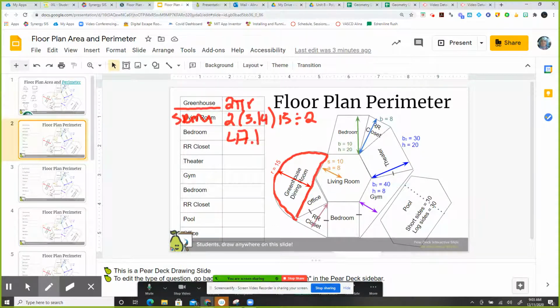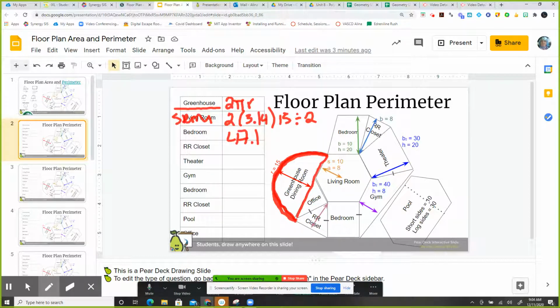You're okay, Riley. We've just started in my floor plan for area and perimeter, and we're just looking at the greenhouse dining room first. Yeah. Oh, no. I understand. I had to do that yesterday.